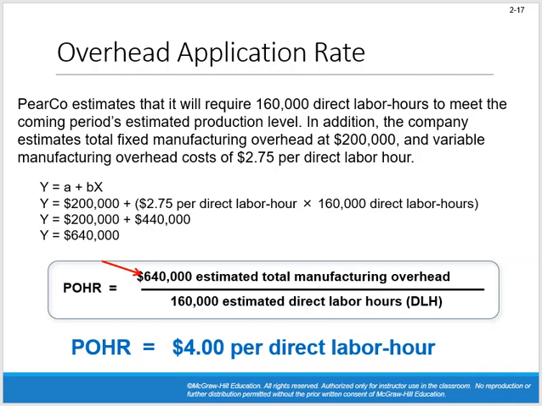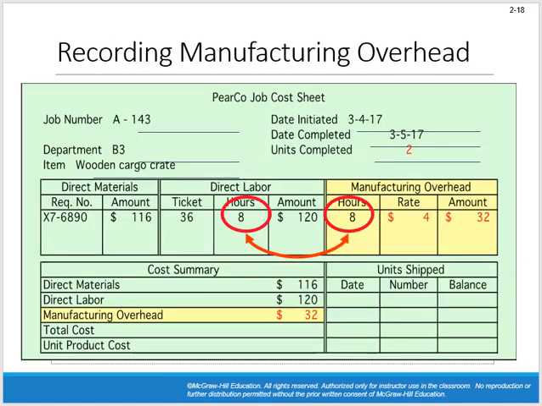So now that we have a predetermined overhead rate, now we can apply overhead to each of our jobs. So we go back to good old job A143 where we were making that wooden cargo crate. We apply the MOH based on the labor hours. So it's 8 hours times the predetermined overhead rate of $4 per hour, and we get $32 of MOH applied to this job.